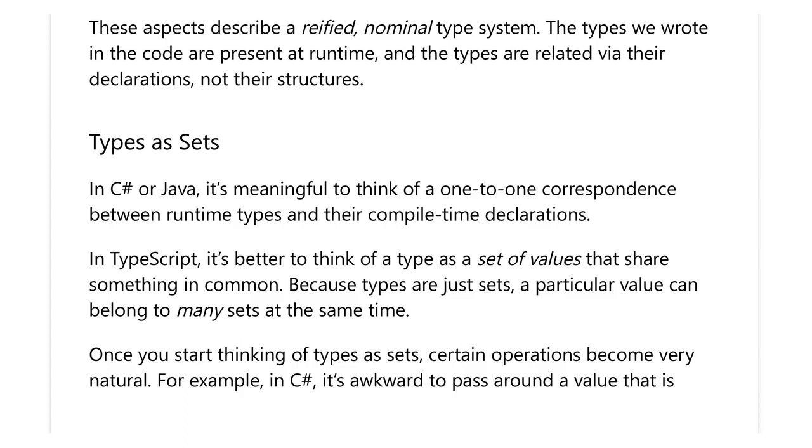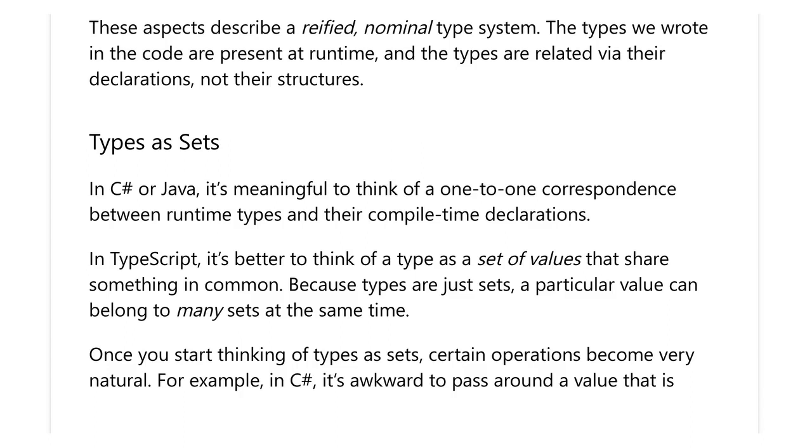Types as sets. In C# or Java, it's meaningful to think of a one-to-one correspondence between runtime types and their compile-time declarations. In TypeScript, it's better to think of a type as a set of values that share something in common. Because types are just sets, a particular value can belong to many sets at the same time.